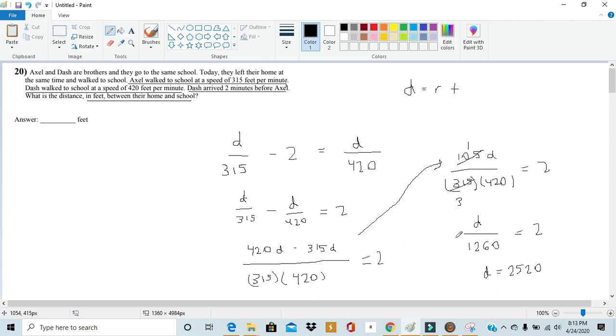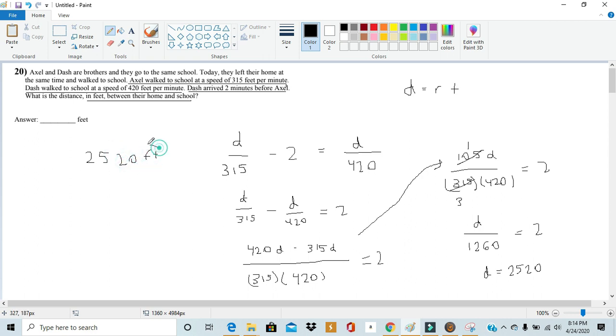Now, d was our question. d was what we need to find. We need to find the distance. And our units are right too, because to find this, we took the rate as feet, meaning that our distance is also in feet. So we've just completely solved the problem. The distance between their home and school is 2,520 feet.